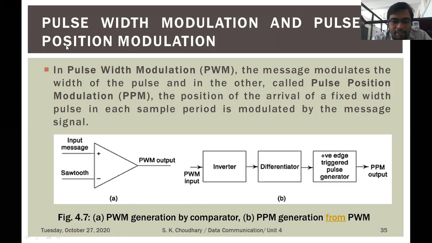In figure 4.7a, you can see the diagram where I have shown a comparator. In the comparator, there are two inputs. One is a positive input, that is the original input message signal, and the negative input is given a sawtooth signal. The comparator compares both signals, and according to the values of the amplitudes, which is larger or which is smaller, we generate the pulse width modulated signal. Okay, and at the right hand side, you can see 4.7b.